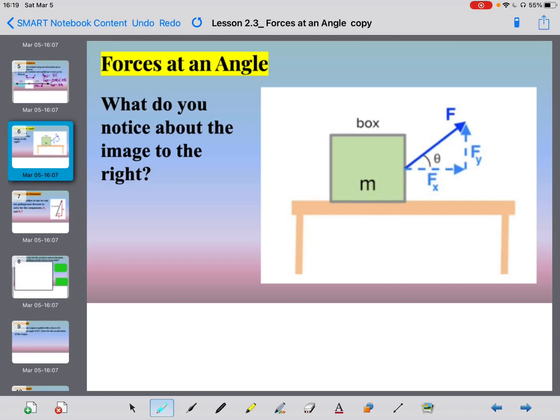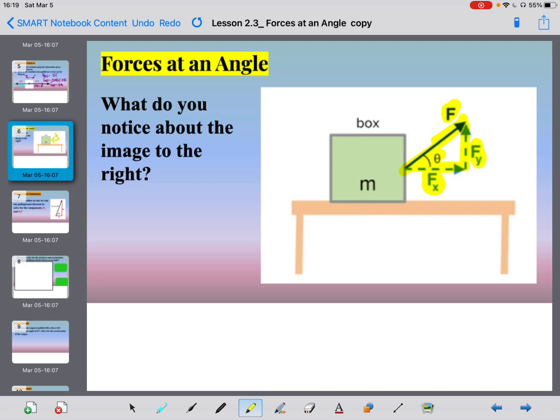So this is part 3 of lesson 2.3. If you take a look at this picture, all I want you to do right now is notice what you see. We do have this box M sitting on a table. We do have, and I'll highlight it, a force, right? This diagonal. And then we have these dotted lines, which are labeled Fx, and another one, which is labeled Fy.